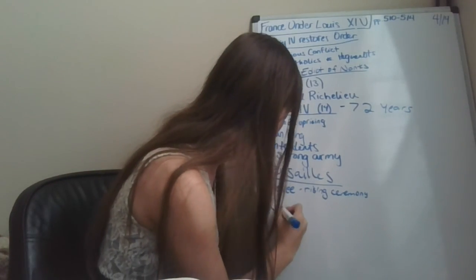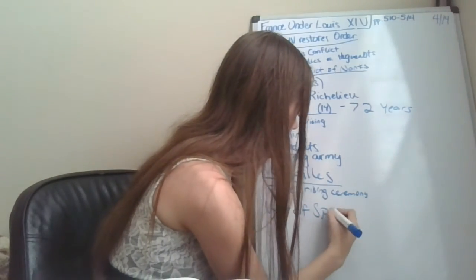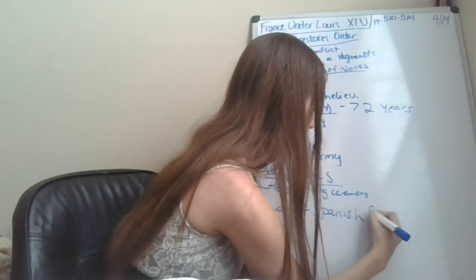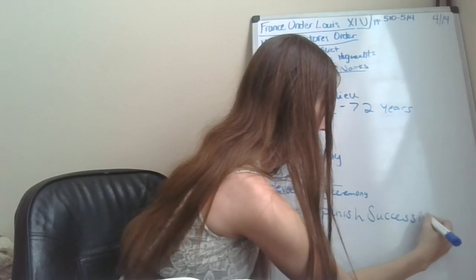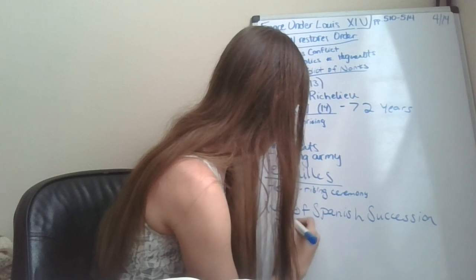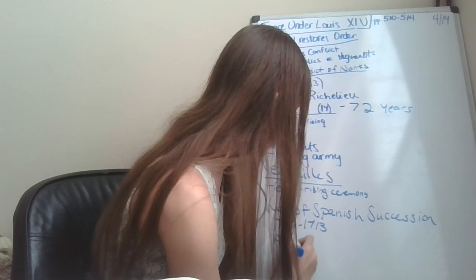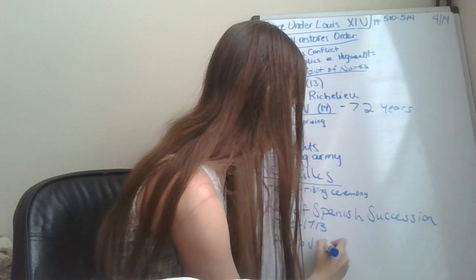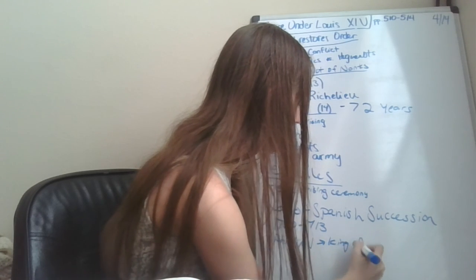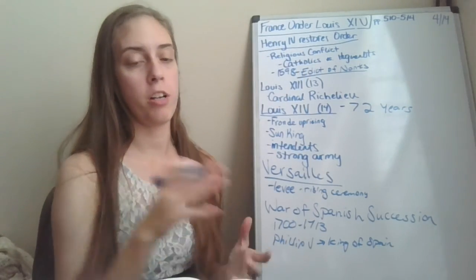Okay, so you have your War of Spanish Succession, which lasts from 1700 to 1713. It's long. So Philip V gets to be king of Spain, but they're not allowed to unite the power of France and Spain.